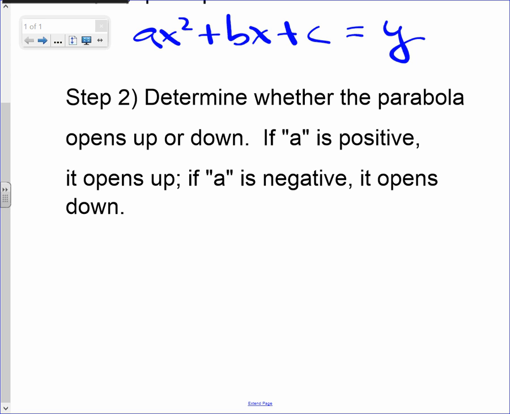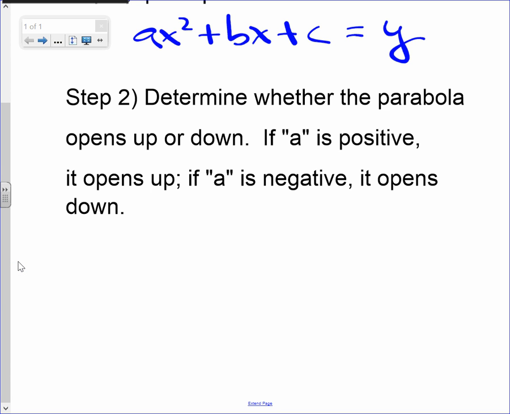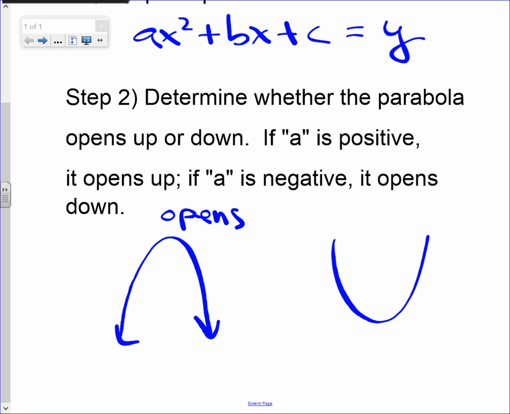So what do I mean by that? Check this out. Here's a parabola that opens down. Just give me a simple parabola opening down. Or a parabola opening up would be like this. This one opens down, and this one opens up. Okay?